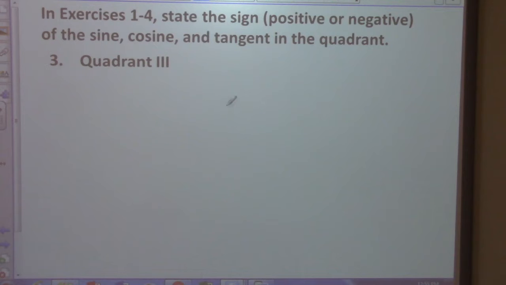Quadrant 3, what is positive in quadrant 3? Tangent. So tangent theta is positive in quadrant 3, and the other major trigonometric ratios are less than 0. So there was cosine, right? Cosine theta is also less than 0.